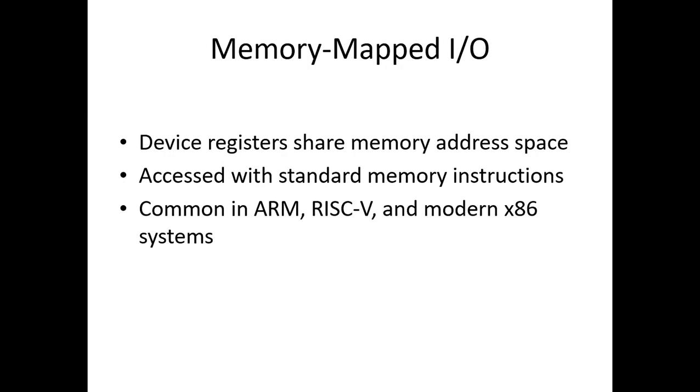And then the memory mapped IO. The memory mapped IO treats device registers as regular memory addresses, right? The CPU uses standard instructions like the load instruction and the store instruction. So it's like using the same mailing system for devices and memory. It's simpler for programmers and more flexible, especially in modern systems like the ARM and USB systems.